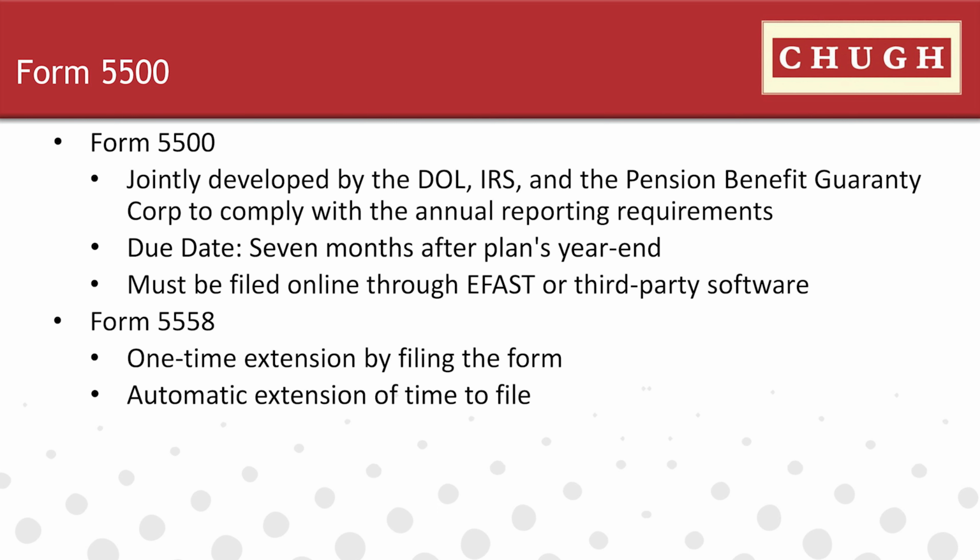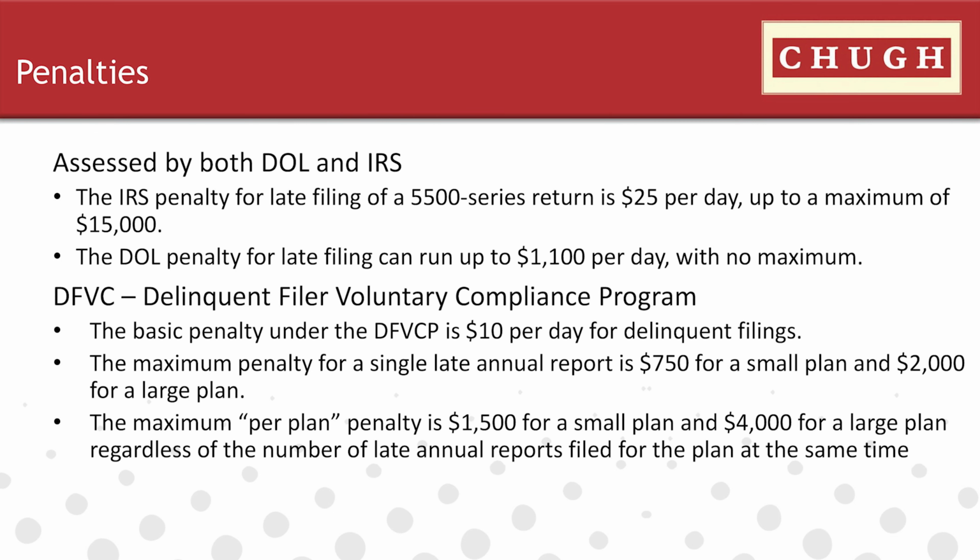There is an option to file an extension using Form 5558, and this allows the plan another 2.5 months to file the Form 5500. So it's important to file on time because there are very stiff penalties that the Department of Labor and IRS assess for late filing. It's $25 per day up to a maximum of $15,000. This one is for each year.